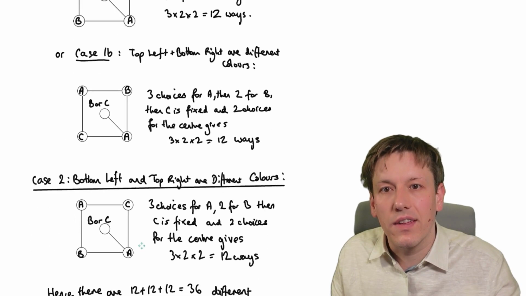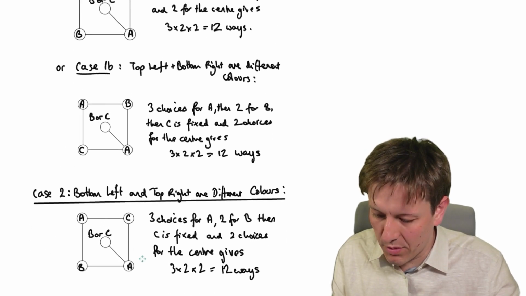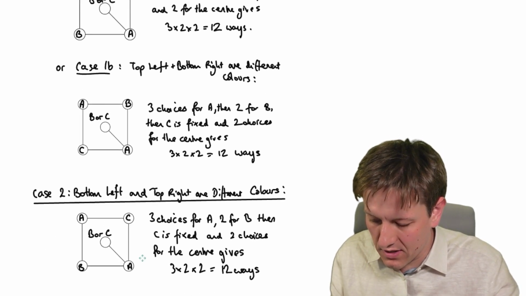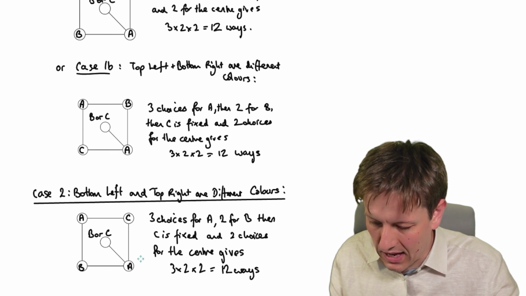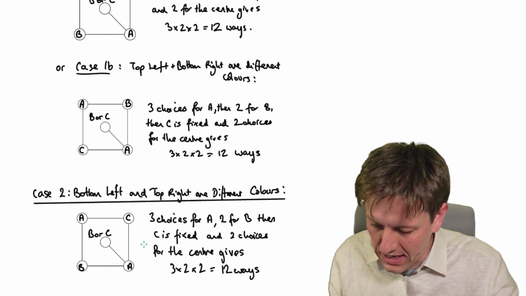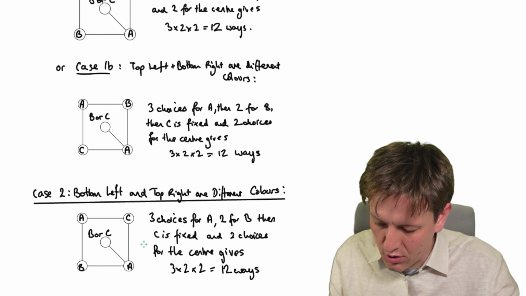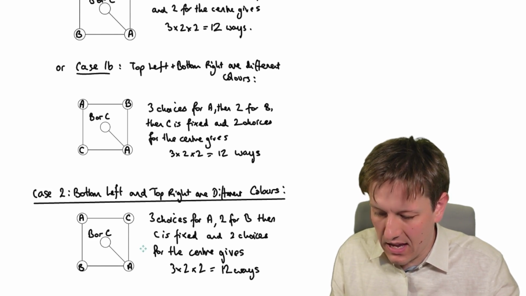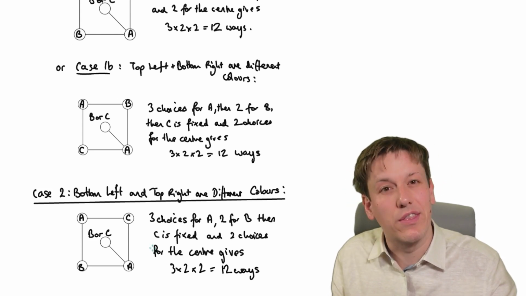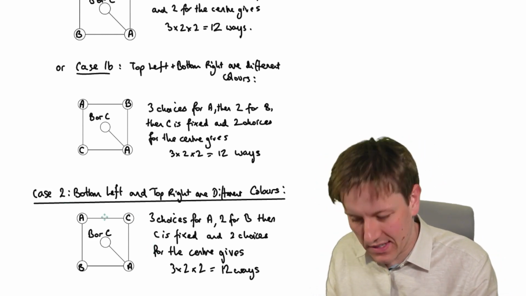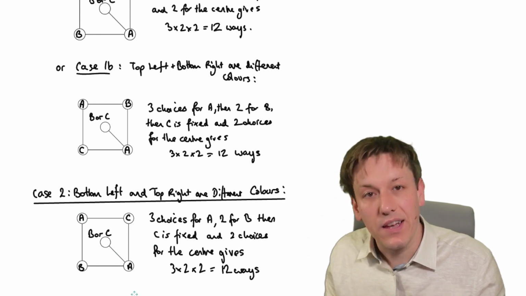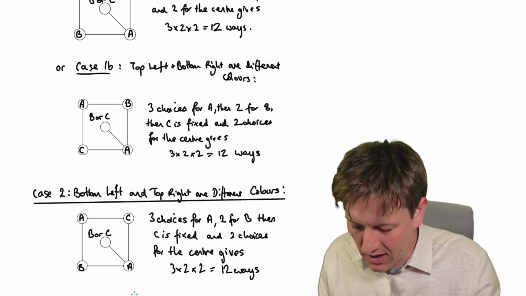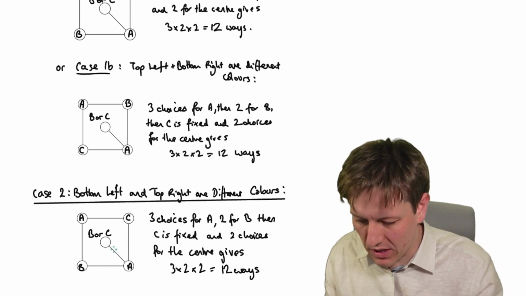And finally, the other case I can have here is that the bottom left and the top right are different colours, so I've got B and C here, and then that would mean that the top left and the bottom right both have to be A. Again, if I wanted a really thorough solution here, I might just add in one line saying that means the top left and the bottom right have to be the same colour and have to be the third colour, but I think it's quite clear from my diagram as well.